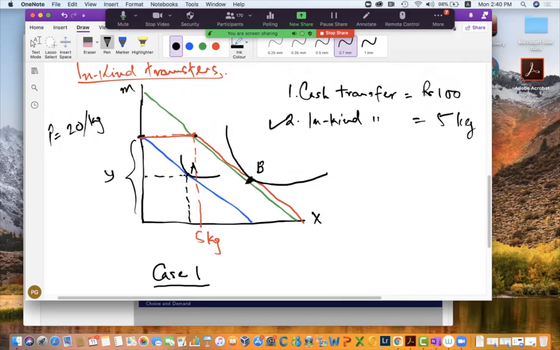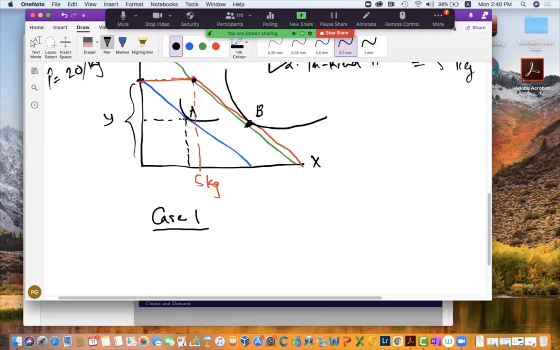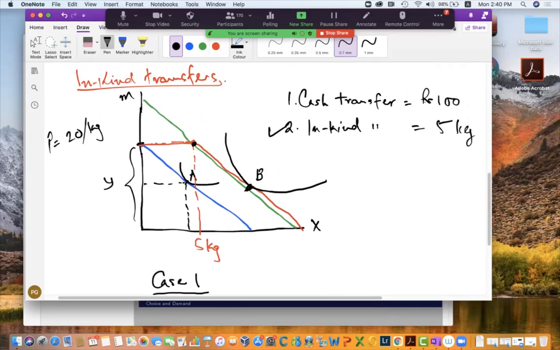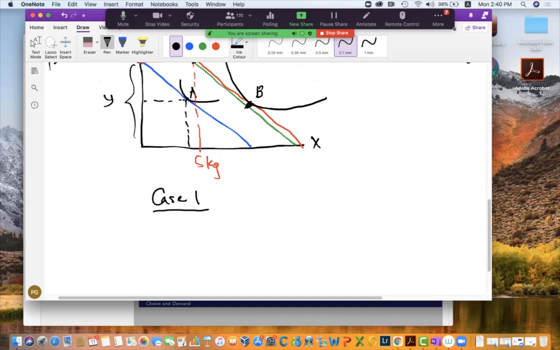How about the kink itself? This point lies on the red budget line, but it also lies on the green budget line, doesn't it? So when the household had the green budget line, did it choose this point? No. It chose B. So why would they now shift to this point? All right. So here in case 1, it makes no difference.